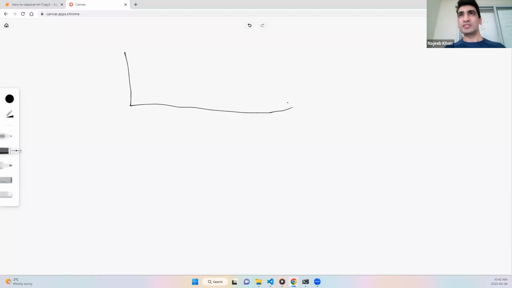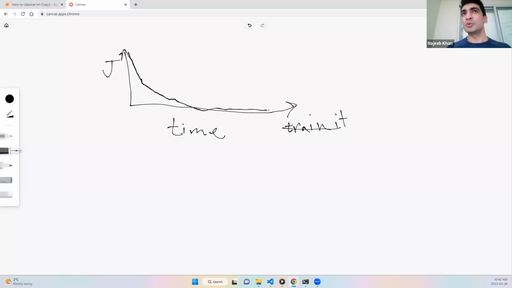So let's say this is the training iterations, or let me just call it time. So as time goes by, this is your loss function on the training set. So this is your J. When you are training, you just plot this over time and see if it is converging to a value. If it is not converging, then you need to tweak some parameters.